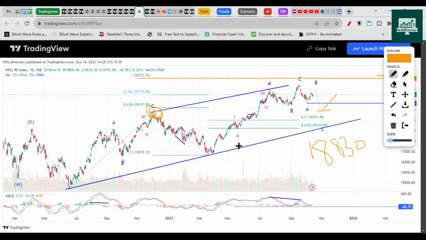It did that. That's sufficient to make our thesis right, that this is a 3-3 wave structure and it's going in 3-3 wave modes. Either it's a leading diagonal or an ending diagonal. So that's all on this chart that we discussed previously.